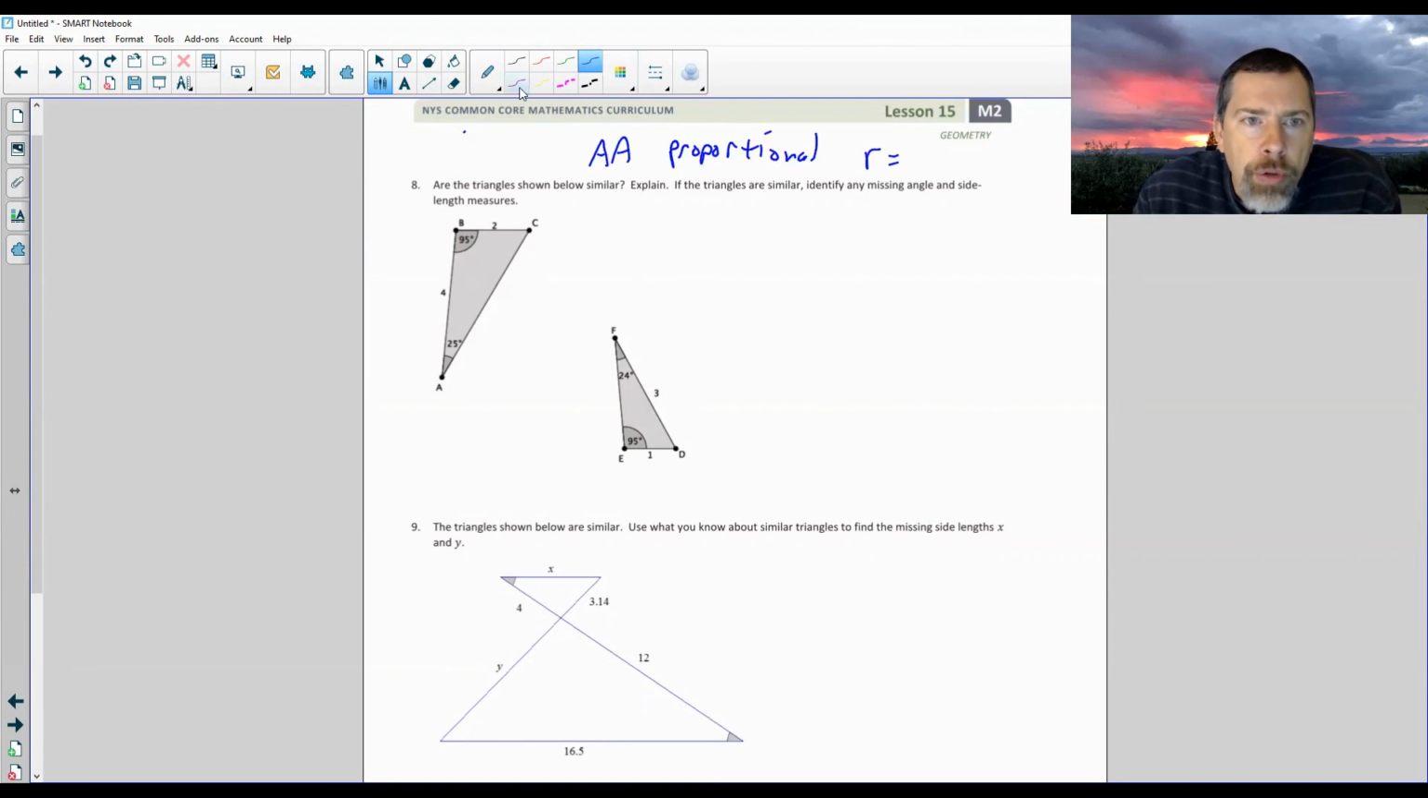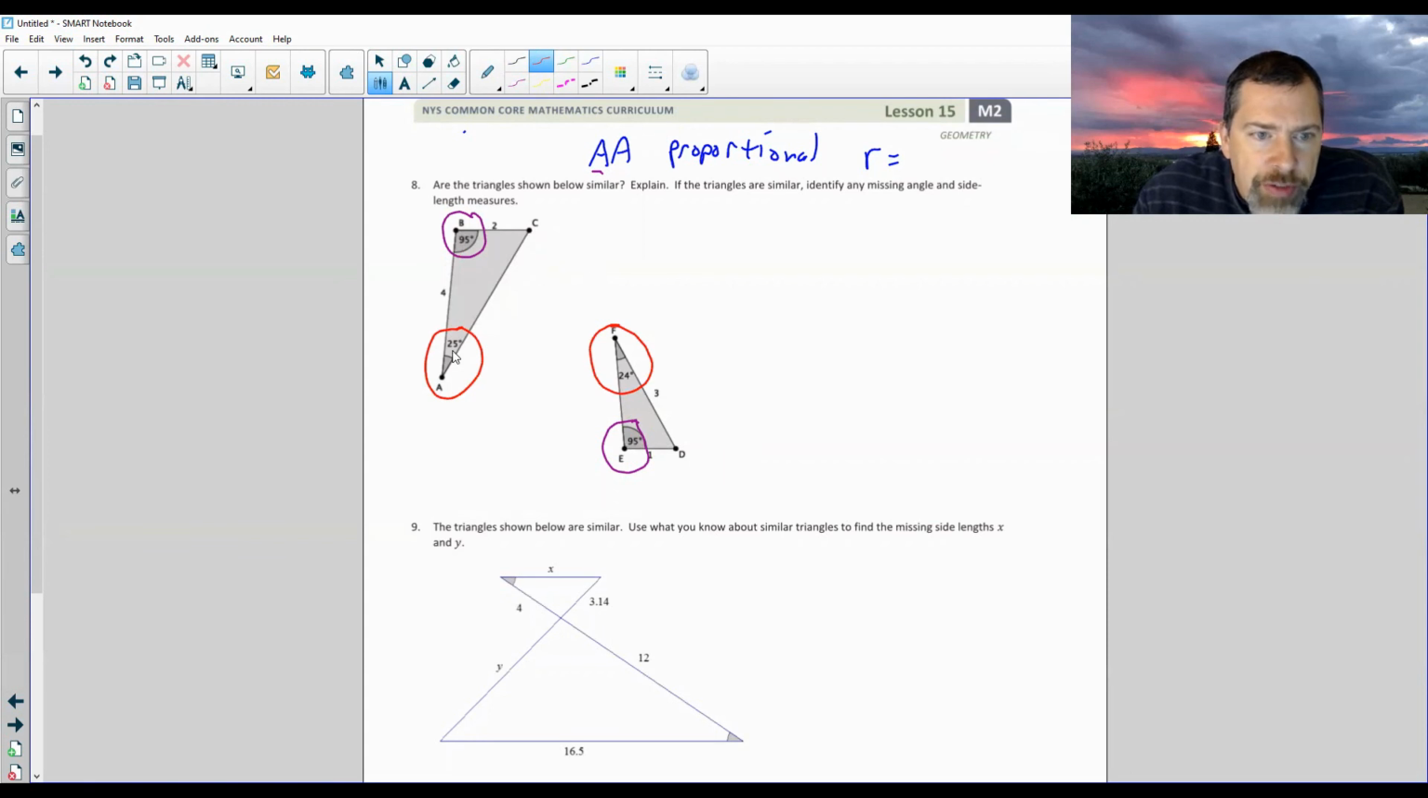Okay, so I'm looking at this triangle. Angle B, 95 degrees. Angle E, 95 degrees. Check. We have one angle congruent to another angle. We have an A. Uh-oh. Angle A is 25 degrees. Angle F is 24 degrees.